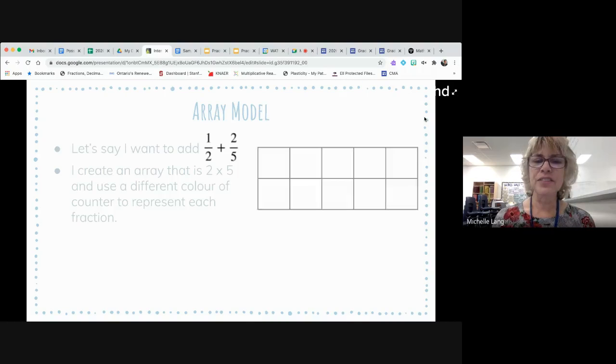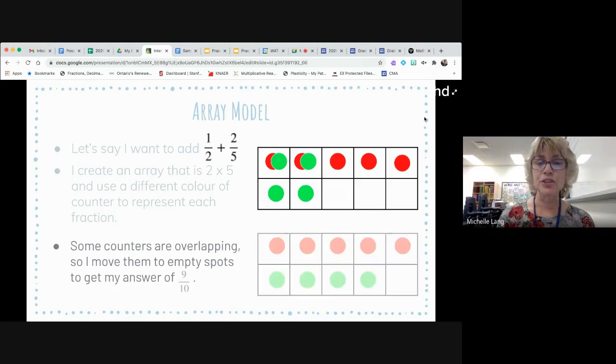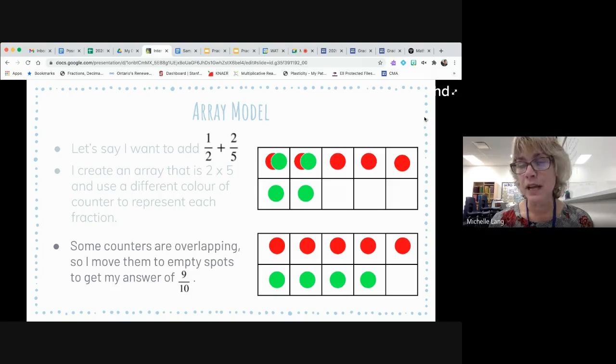However, they're overlapping, and the overlapping counters make it challenging to see the answer. So instead, I move any of the overlapping ones, and now I can see my answer of 9/10. So the array model is actually quite simple, but it's powerful because students can see visually what they're adding and what they get as an answer.